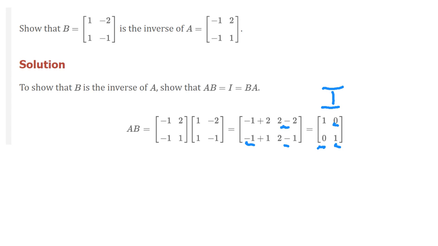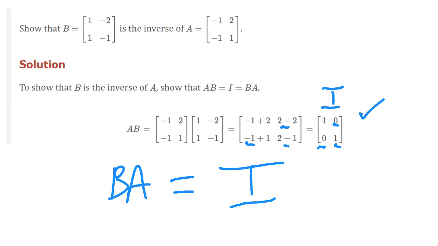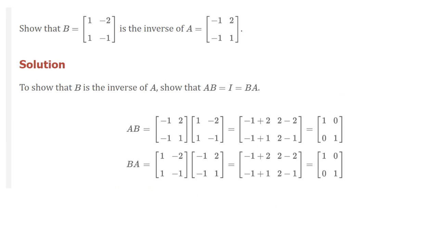But now we also have to check if we reverse these, if we multiply B times A, then we need this to be the identity matrix as well. So let's see if we get that. And so again, to multiply this, we just follow the multiplication.